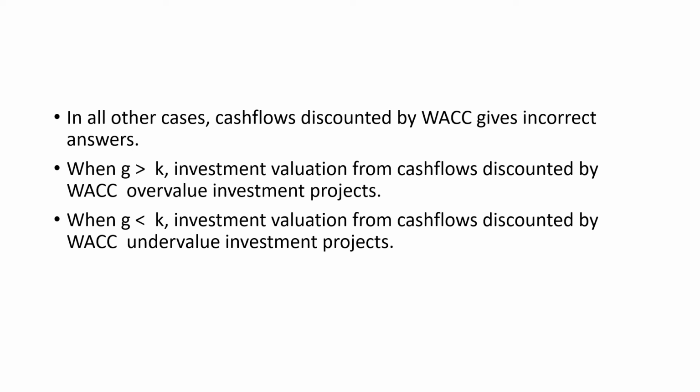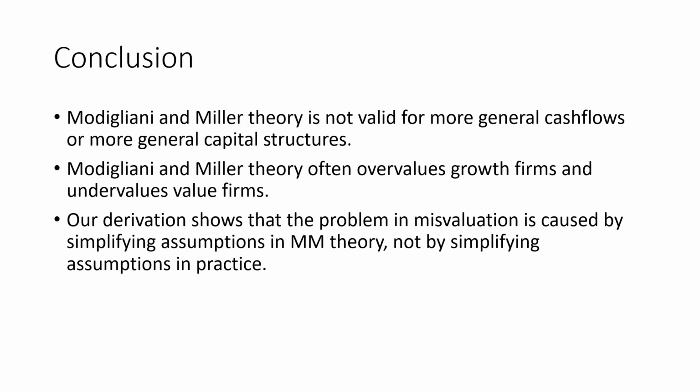When G is larger than K, investment valuation from cash flows discounted by WACC overvalues investment projects. When G is less than K, investment valuation from cash flows discounted by WACC undervalues investment projects. Conclusion: Modigliani and Miller theory is not valid for more general cash flows or more general capital structures. Modigliani and Miller theory often overvalues growth firms and undervalues value firms. Our derivation shows that the problem in misvaluation is caused by simplified assumptions in Modigliani and Miller theory, not by simplified assumptions in practice.